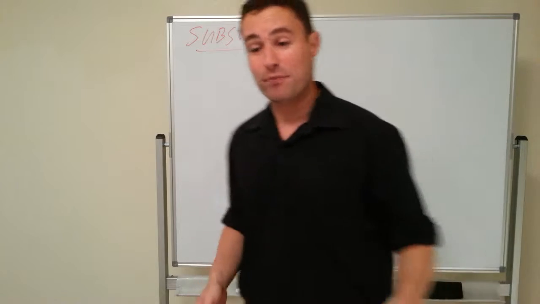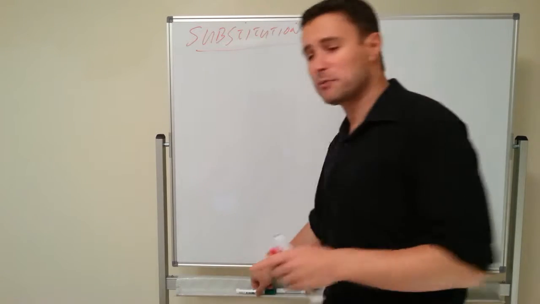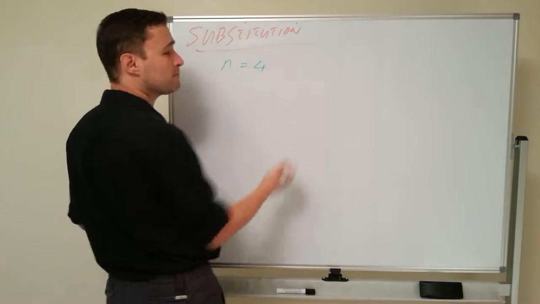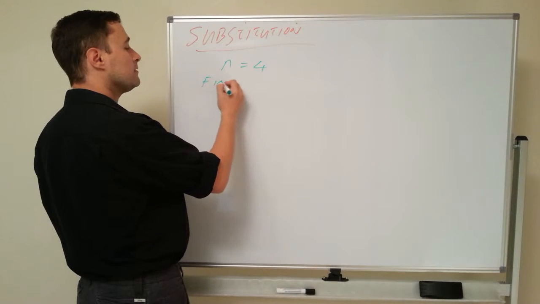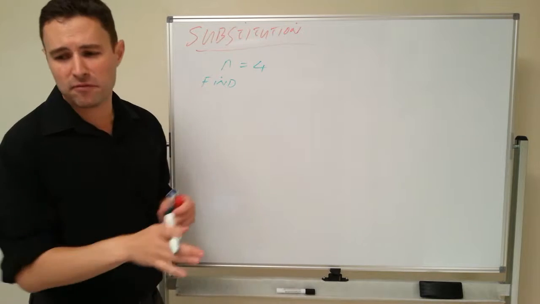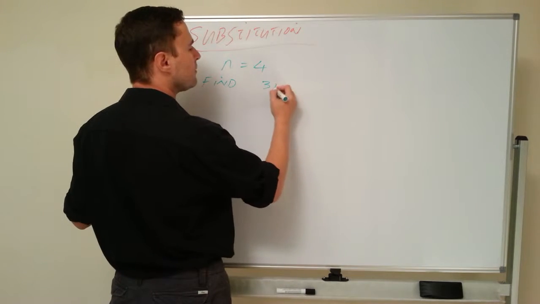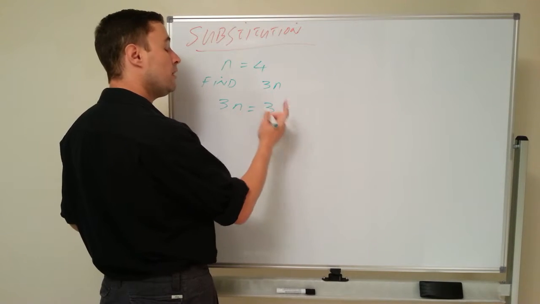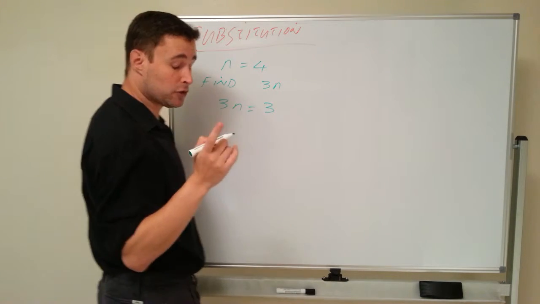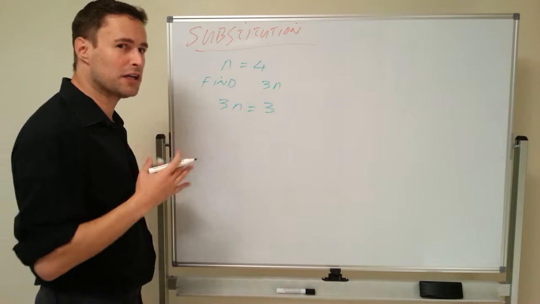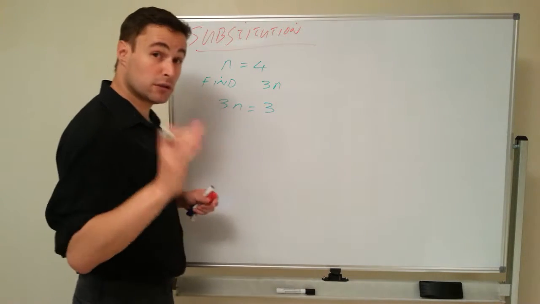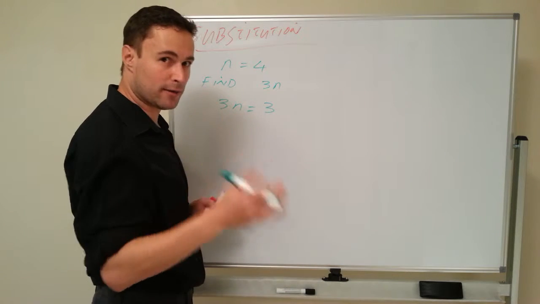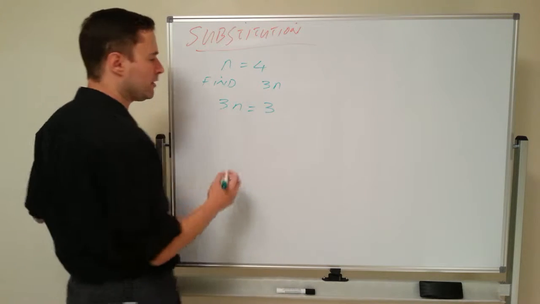Okay, so let's start with something really straightforward. Let's start with something easy. Let's say, if n equals 4, find 3n. Well, it's very straightforward. 3n equals 3. Now, here's the one thing that I want you to try and do, and I want you to try and do this regularly, consistently. Because if you do this regularly, then later on when we start to get into more challenging things, you're not going to get mixed up with a sign. I'll show you what I mean in a second.